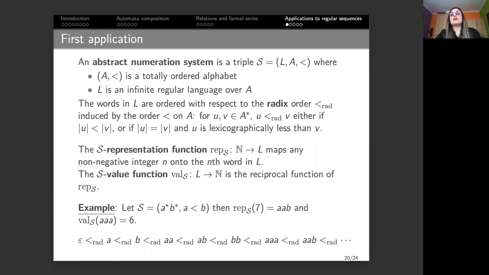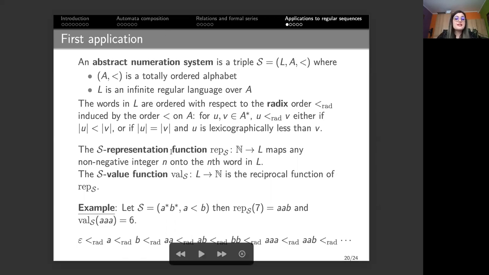I will not go into much detail, but the first application is about regular sequences in abstract numeration systems. An abstract numeration system is just a triplet of a totally ordered alphabet and a regular language over this alphabet. Thanks to the order over the letters, we can order the words of the language L thanks to the radix order, meaning that I first order the words by length and then by the lexicographic order between the words of the same length. So that is an abstract numeration system.